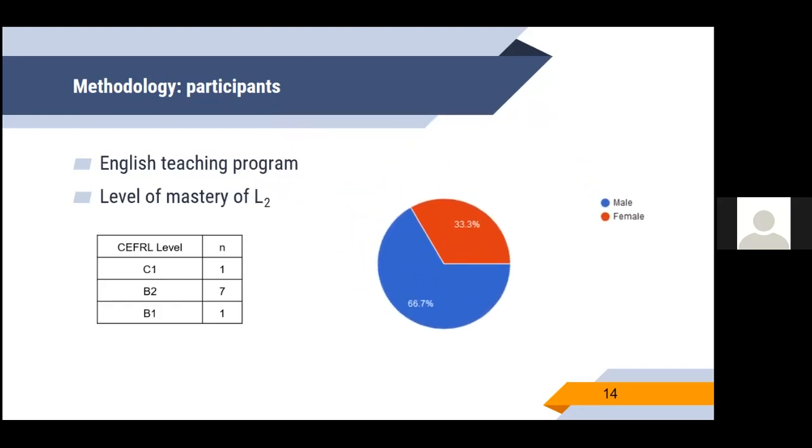Now, out of the 9 participants, 6 of them were males, whereas only 3 of them were female.